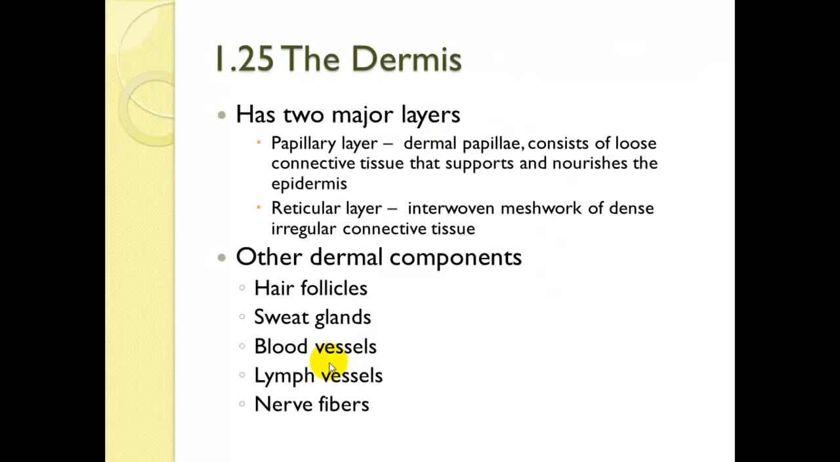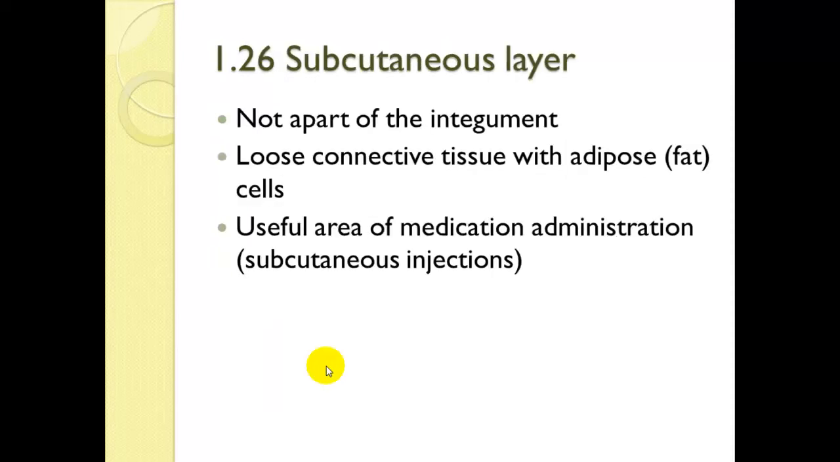The dermis has two major parts. It has a papillary layer and a reticular layer. Papillary layer is a dermal papillae, consists of loose connective tissue that supports and nourishes the epidermis. Reticular layer, interwoven meshwork of dense, irregular connective tissue. And then we have other dermal components, which are hair follicles, sweat glands, blood vessels, lymph vessels, and nerve fibers.